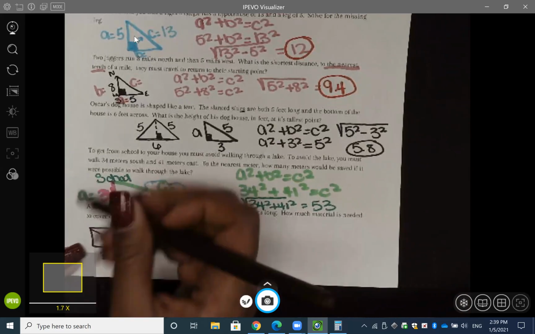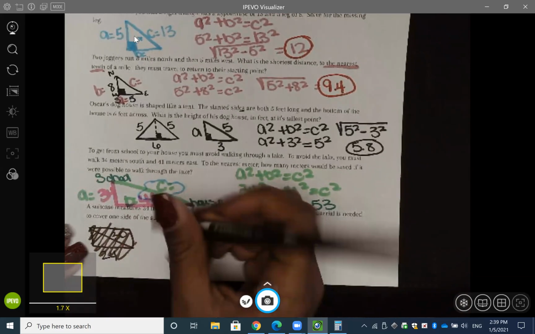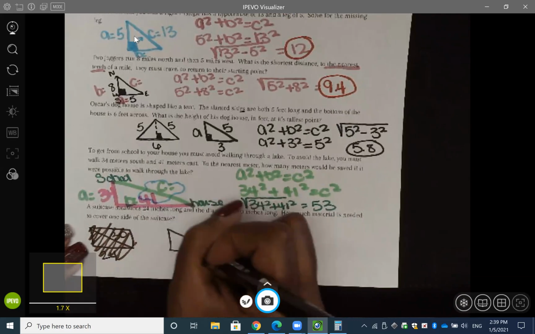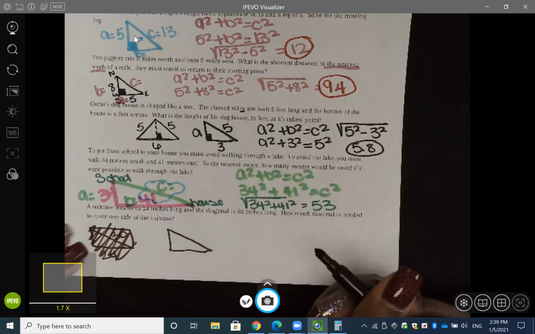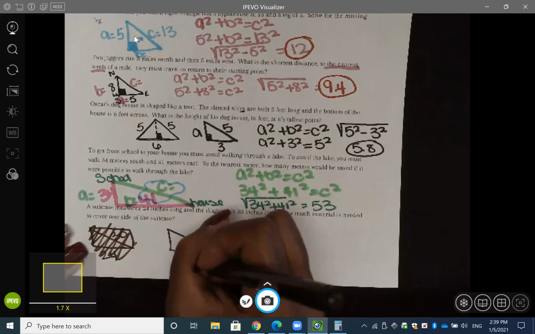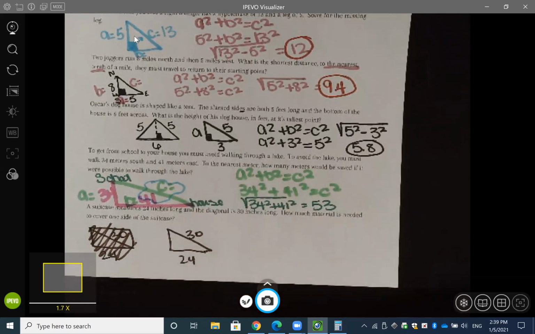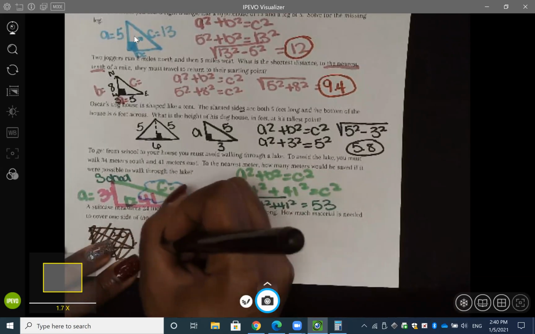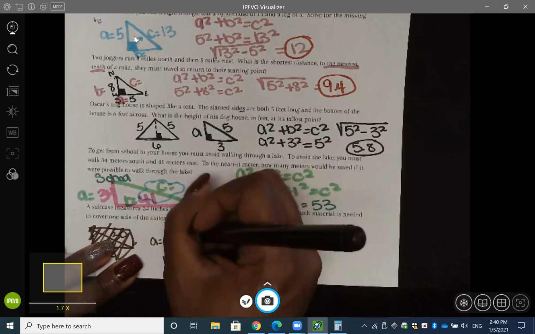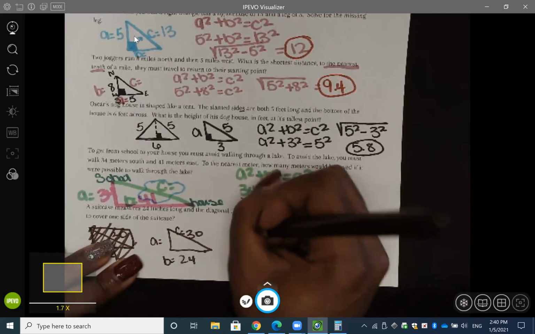Oh, sorry, it is not a basic suitcase. It is just a right triangle. So it's 24 inches long, and it has a diagonal of 30. And it's asking how much material is needed to cover one side of the suitcase. So we have our A, we have a B, and this is our C.